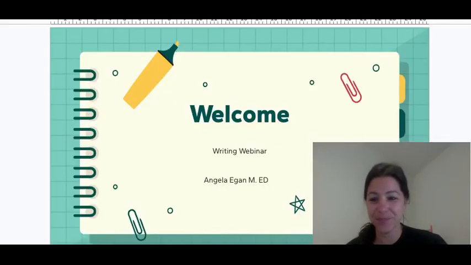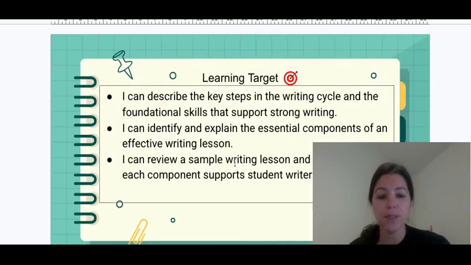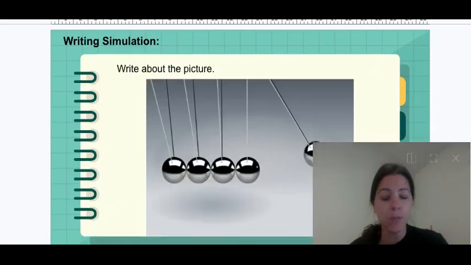Let's get started. Let's go over some learning targets. Today we're going to talk about the key steps in the writing cycle and the foundational skills that support strong writing. We are going to identify and explain the essential components of an effective writing lesson. And then we're also going to review a sample writing lesson, and we are going to be able to take a look at each component that supports student writing.